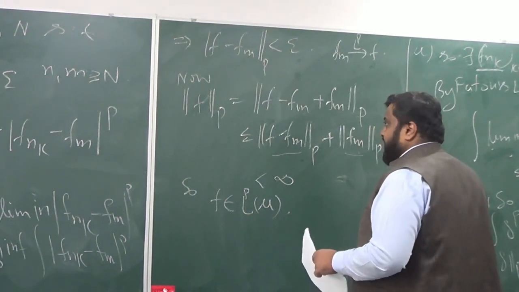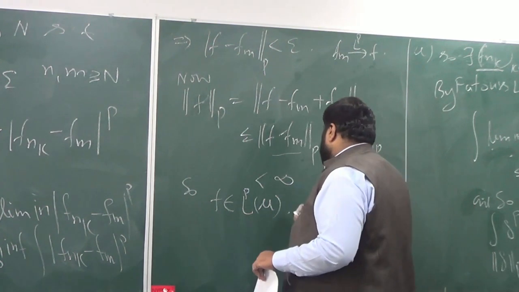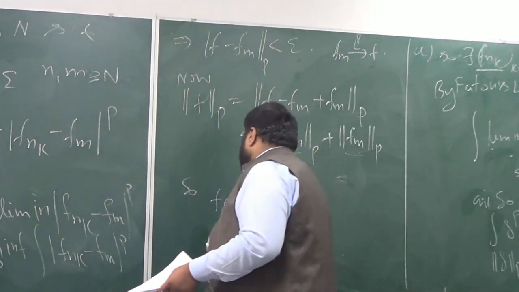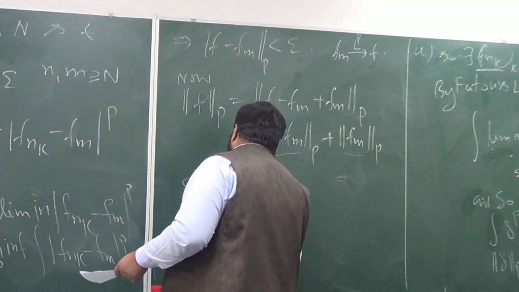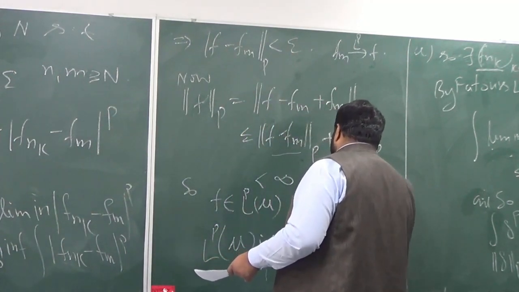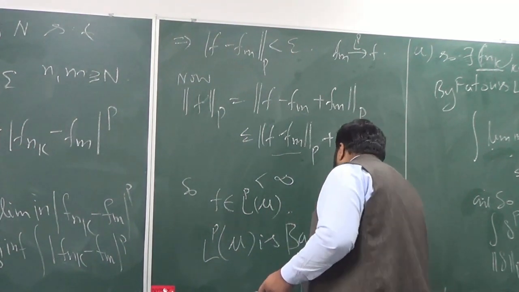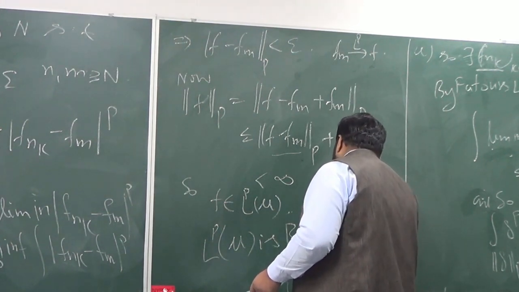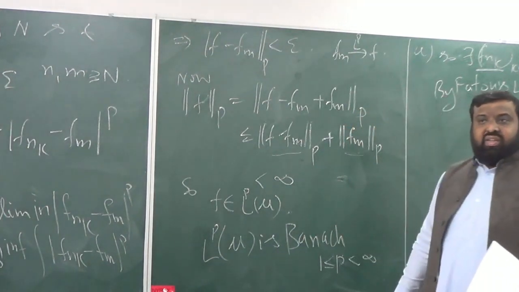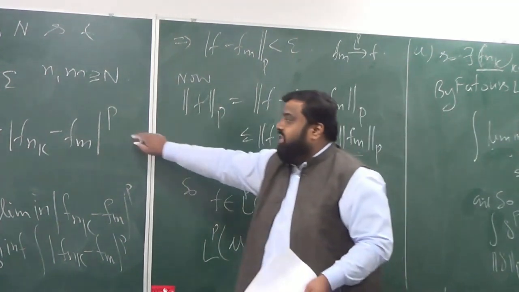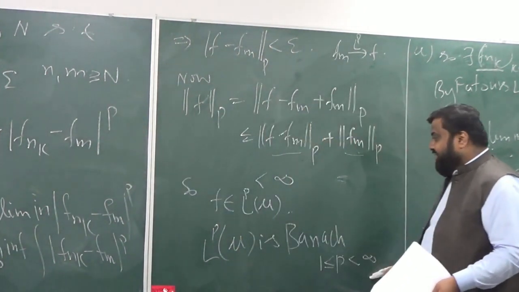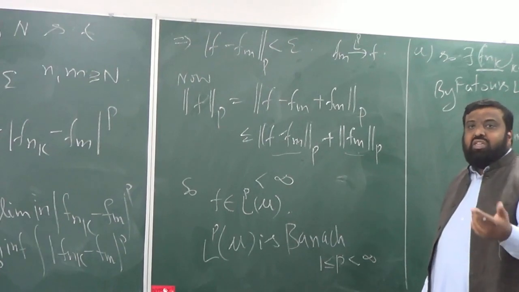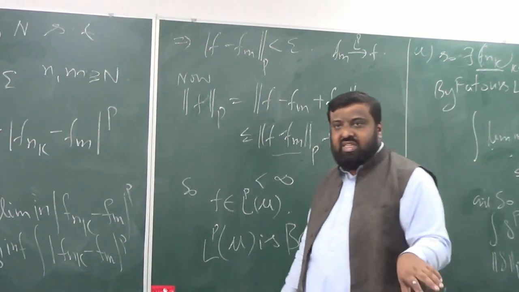By the way, what we have proved, I don't know whether I mentioned it or not, is that every Cauchy sequence is convergent. So therefore LP of mu is Banach. But one thing that is remaining is this actually: the argument is true for p between 1 and less than infinity. Why? Because you can't put a power of infinity. Okay? But our claim in the Riesz-Fischer theorem is that L infinity is also a Banach space. So in other words, you have to consider L infinity separately. That's a very easy proof actually.